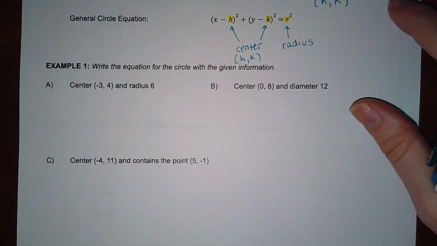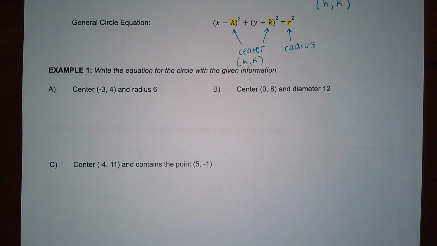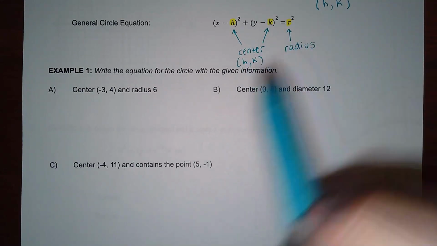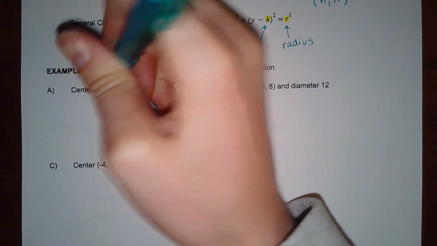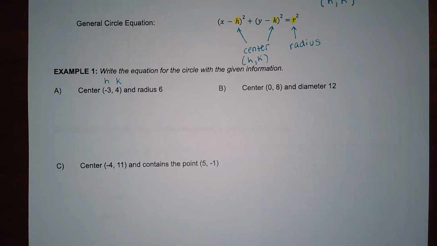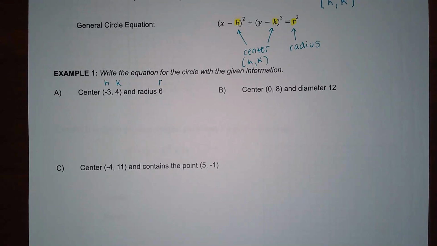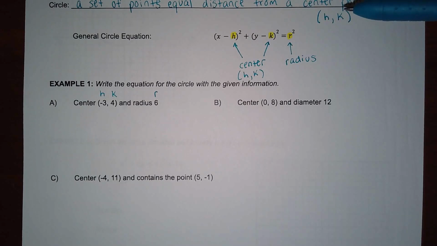In example 1, we're going to take a look at writing an equation. Now, to write an equation, we need two things. We need the center and we need the radius. So the center, here we're given the point -3, 4. So that's going to give me my H and K values. And then the radius is going to be our R value. So I'm going to take those and plug into my equation.